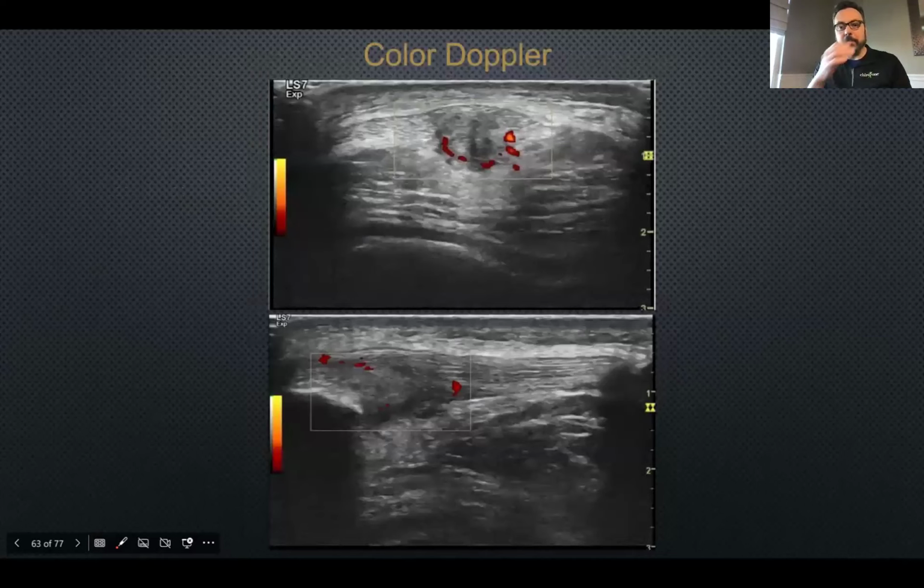We added color Doppler, and what color Doppler suggests is that there's neovascularization or hyperemia. This thing hurts. The patient could tell you that from a symptomatic standpoint, but now we have objective confirmation of it as well. Right in the area of that thickened tendon with the irregular fibers, we see all these flashes of new vascular supply.